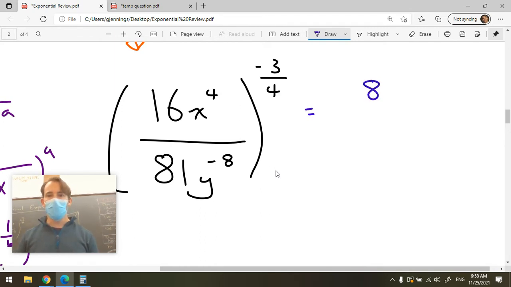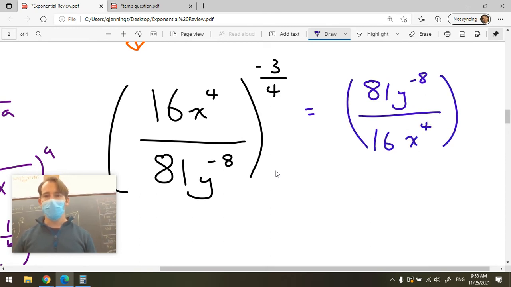This is equal to 81 y to the negative 8. That just flips to the bottom. Ignore the sign, it just follows, just flips. Over 16 x to the 4 to the power 3/4.